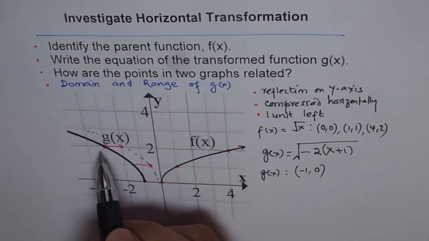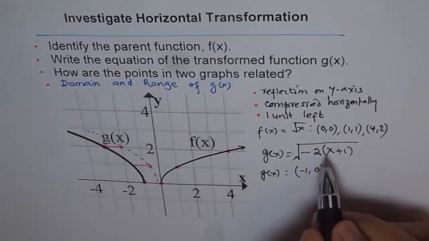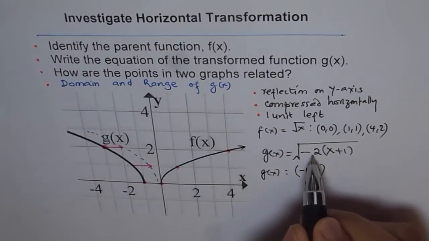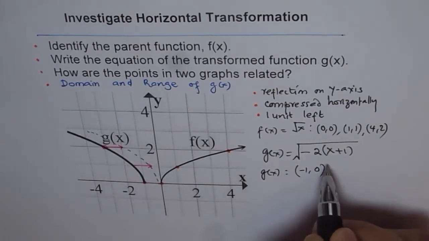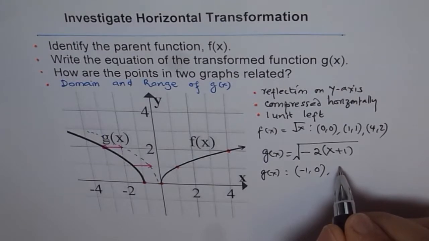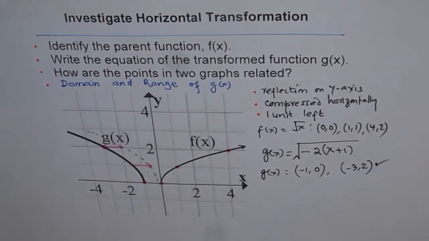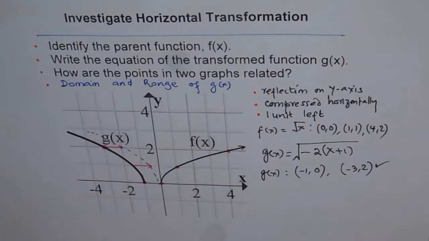Now let me put this point, which is -3. -3 plus 1 is -2. -2 times -2 is +4, and the square root of 4 is 2. So you get that point, (-3, 2), which is correct. Since we have checked, we know these points are correct, we know our answer is correct, and therefore we write down our answer right there.